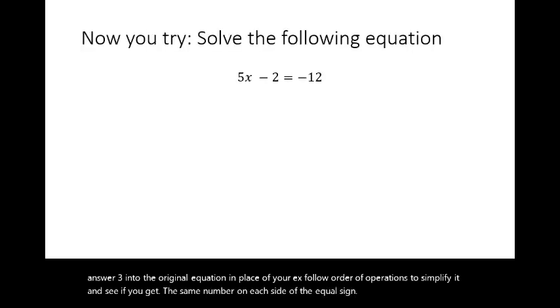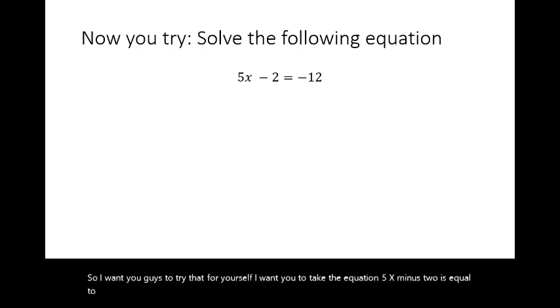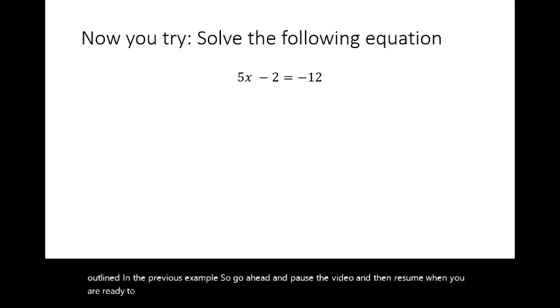So I want you guys to try that for yourself. I want you to take the equation 5x minus 2 is equal to negative 12, and I want you guys to solve for the variable x using those steps that I just outlined in the previous example. So go ahead and pause the video and then resume when you are ready to check your answers.